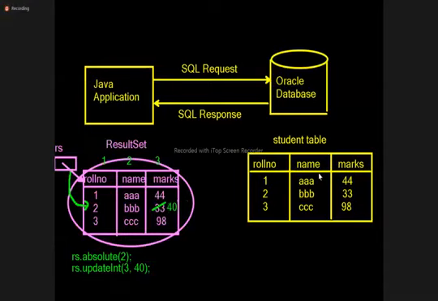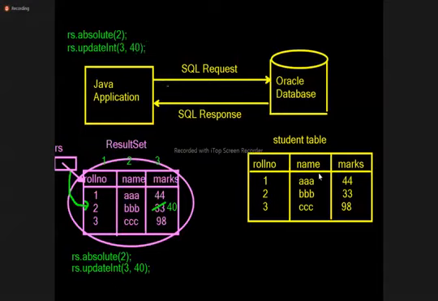It will become 40. Okay, I'll write these lines here, since the bottom is not visible to the people at the back. Here, rs dot absolute 3, 2. After that, what did I write? rs dot update int 3 comma 40.